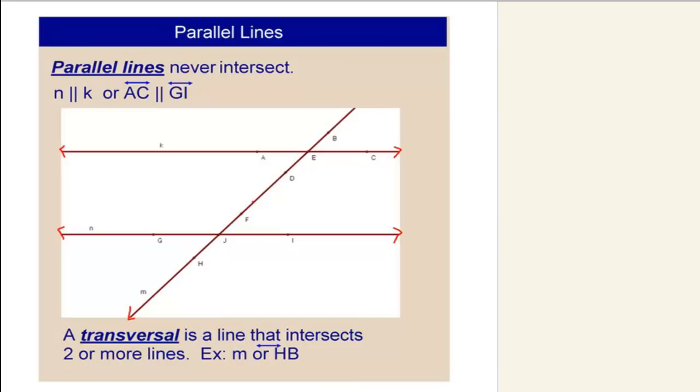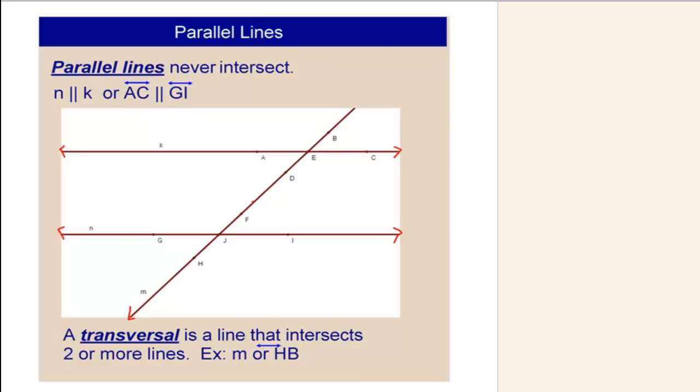In this section, we're going to learn about parallel lines. Parallel lines are lines that never intersect. They can be denoted with a lowercase letter. For example, we have here line K and line N, or they could be denoted with points on the line. For example, line AC and line GI.